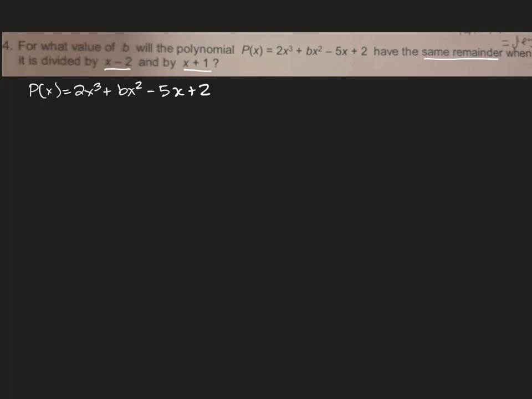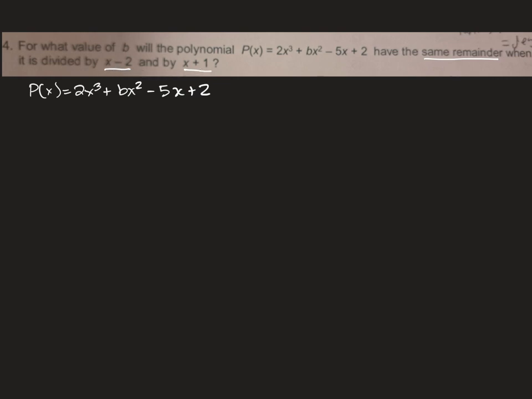Alrighty, let's take a look at this question. So it says, for what value of b will the polynomial p of x equals 2x cubed plus bx squared? See that b there in the x squared? That means quite often, probably 9 times out of 10, that we're going to be using remainder theorem on this polynomial. Keep reading. Have the same remainder, yep, if it's divided by this and divided by that.